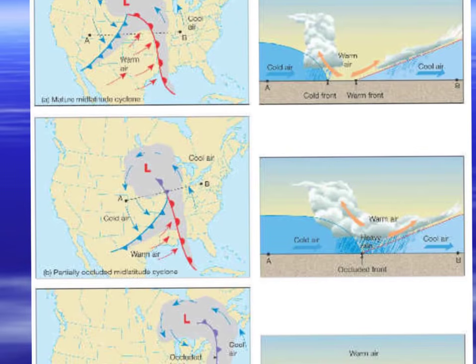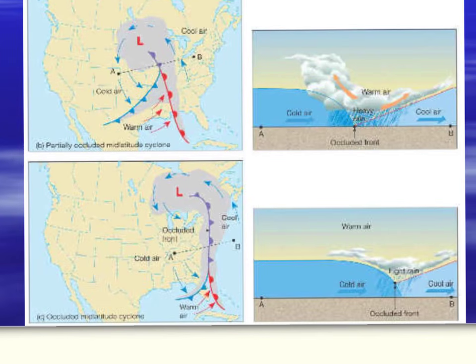Okay, so our next step of an occluded front, you can kind of see that it's starting to create the front right here. So now the cold air has kind of caught up to the warm air mass. You can see this warm air mass is stuck in between both of these cold air masses. So it's going to cause lots and lots of rain because we have this warm air that's rising on both sides of this front.